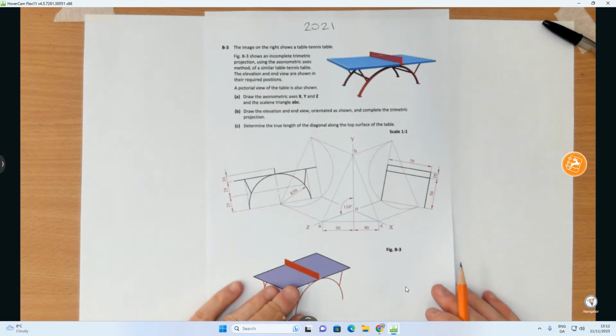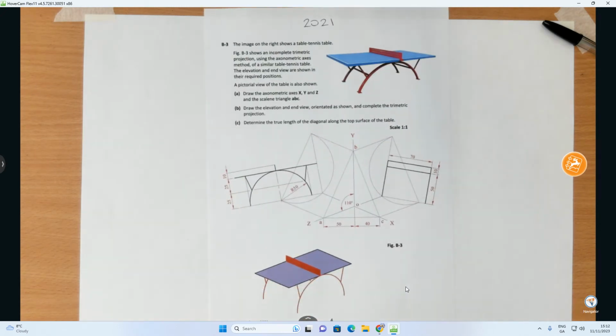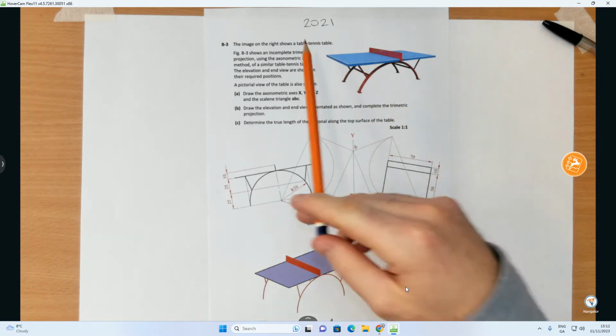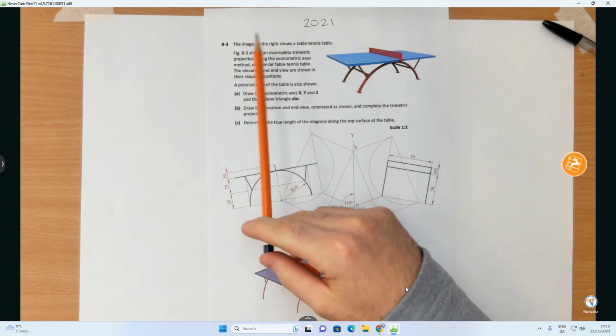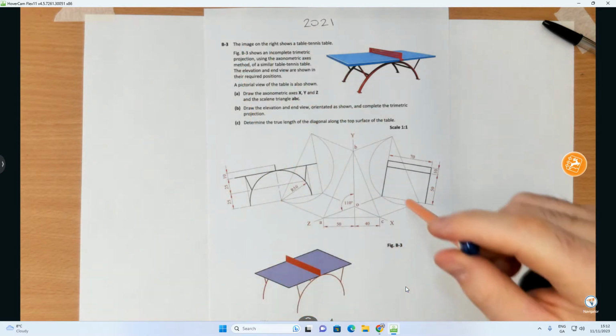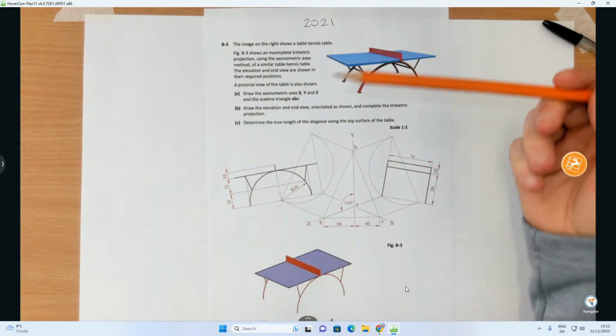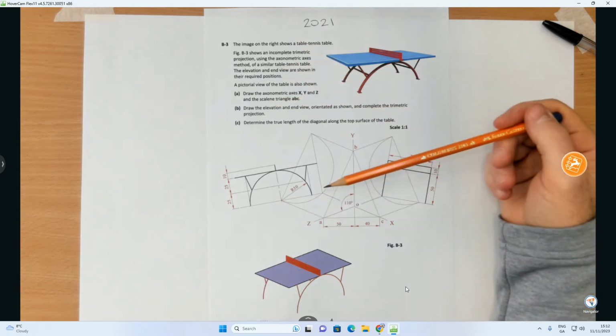Hi folks, so this question we're going to be doing is the 2021 section B question B3 from the Leaving Cert, as I said, 2021, it's the higher level exam. The question is actually based on axonometric projection. So with any question, we're obviously going to read the information and then get straight into it.